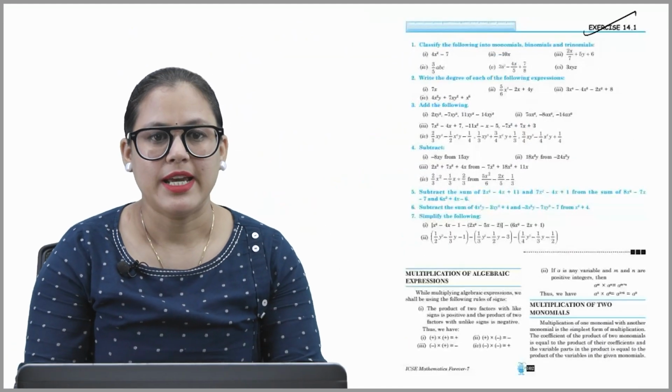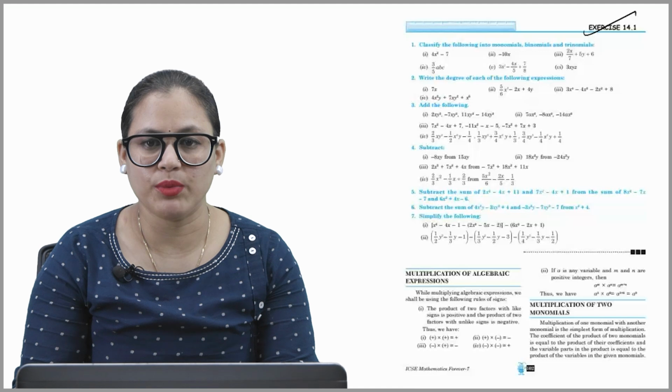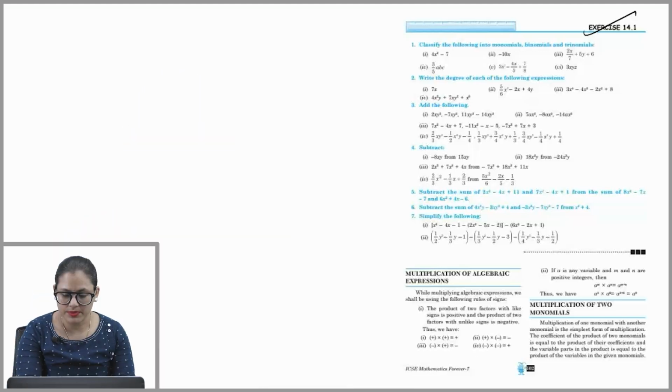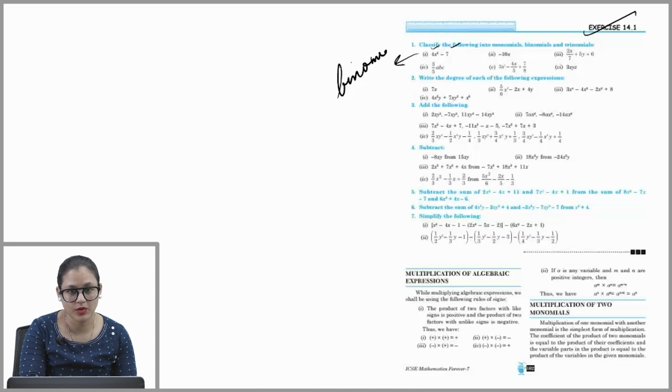Exercise 14.1. Classify the following into monomials, binomials and trinomials. How many terms are there? 1, 2. So this is what? Binomial. Okay. How many terms are there? Only one. So this is a monomial expression.